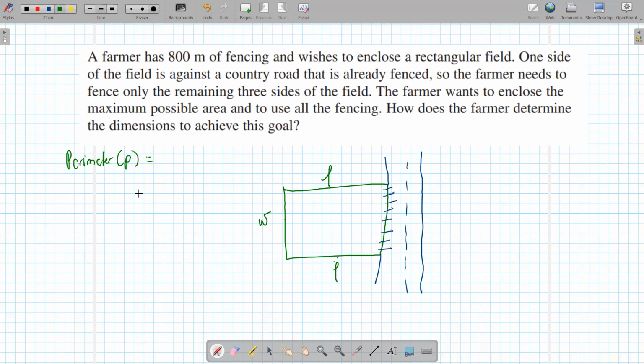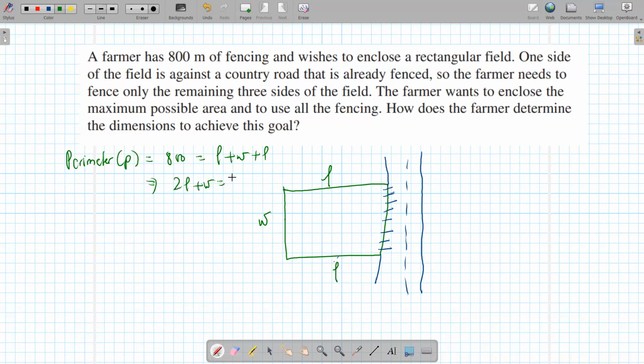Perimeter is the sum of all the relevant sides. Perimeter just means we have 800 meters. That's what that means. We have 800 meters that we can use on these 3 sides. And we know those 3 sides, if we add them up, you get length plus width plus length. So this is how you get an equation.